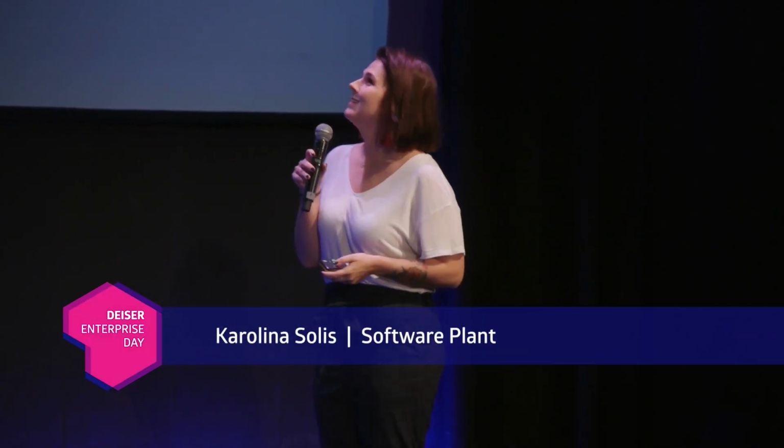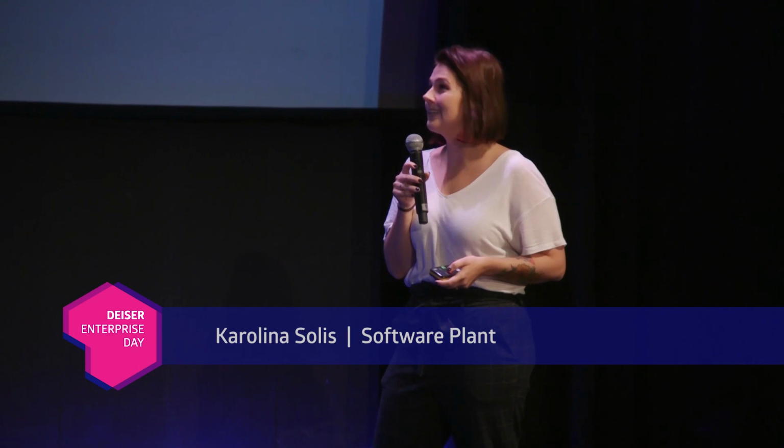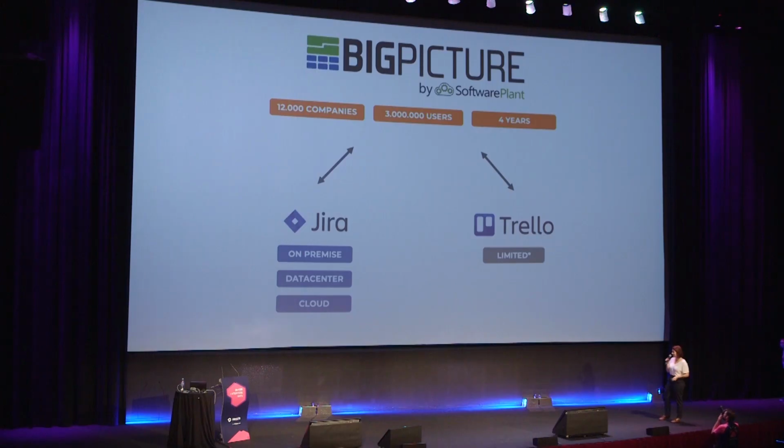Hello, everybody. This is our third time at Deiser, so probably you know us pretty well. You know Big Picture by Software Plant. So just a few words about us. We are already trusted by more than 12,000 teams all over the world, which is like 3 million users. We are 4 years on the market, and what's really cool, we're on Jira, Data Center, and Cloud, and now we're venturing into this new journey of Trello.